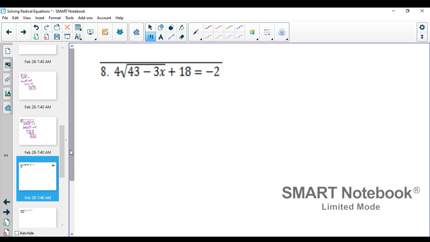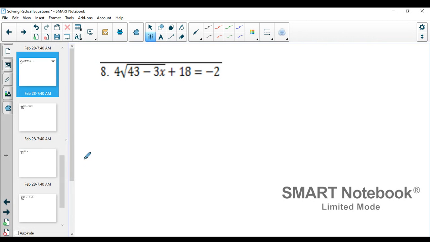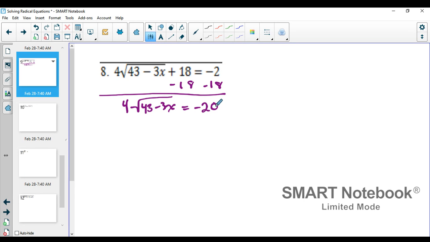All right, so for number 8, we have a couple of steps here before we can do anything with the square root, because we have 4 times the square root of 43 minus 3x plus 18 equals -2. So our first step here, we just need to move this 18. So we have to subtract 18 from both sides. So we have 4 times the square root of 43 minus 3x now equals -20. And now I have to get rid of this times 4, so we're going to divide both sides by 4.